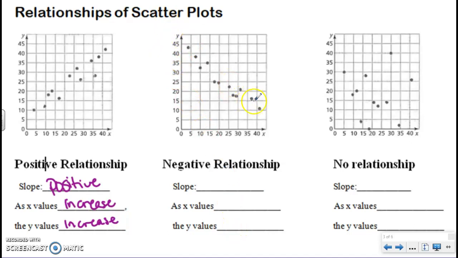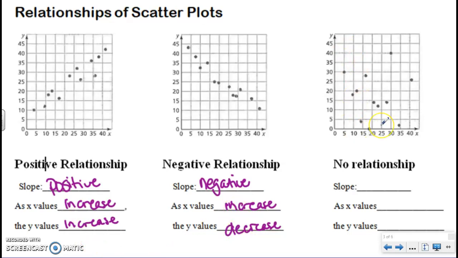The second one here has a negative relationship. Notice the points are in a downward trend, so the slope is negative. And as x values increase, the y values decrease. Okay, so going the same direction for positive relationship, opposite directions for negative relationship.